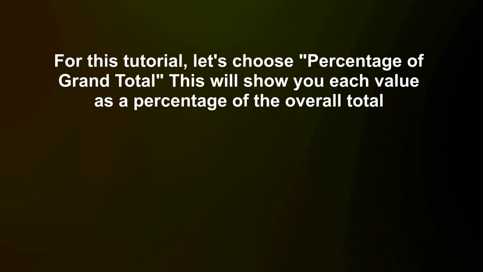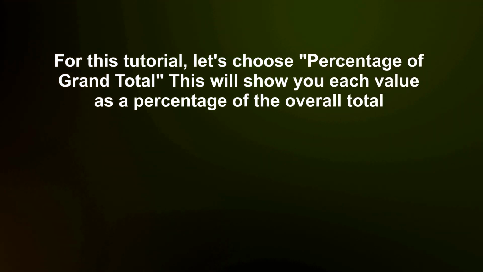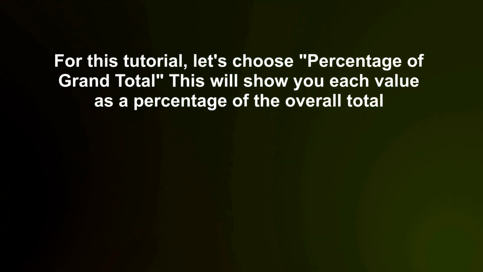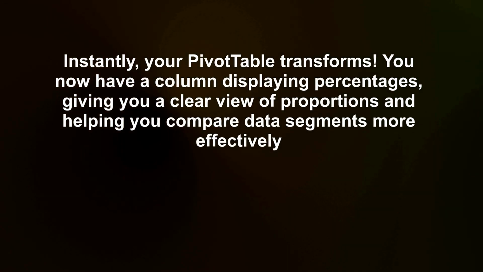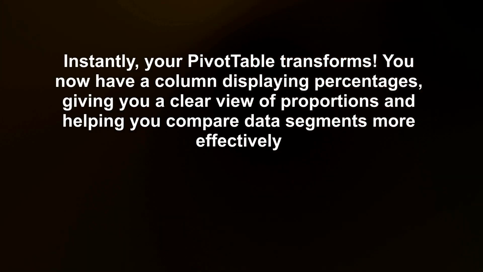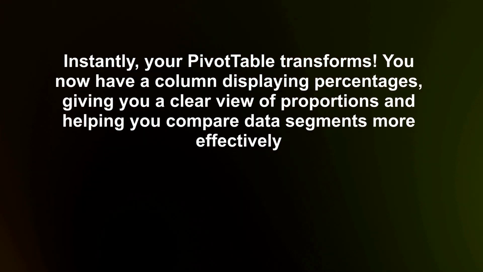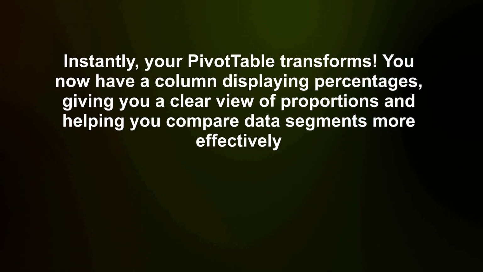For this tutorial, let's choose percentage of grand total. This will show you each value as a percentage of the overall total. Instantly, your PivotTable transforms. You now have a column displaying percentages, giving you a clear view of proportions and helping you compare data segments more effectively.